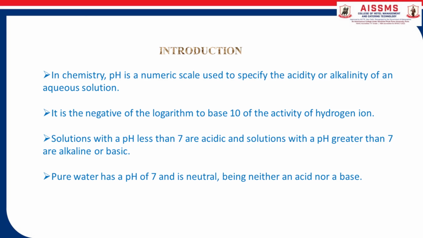In chemistry, pH is a numeric scale which is used to specify either the acidity or the alkalinity of a particular substance. It is the negative logarithm to the base of 10 of the hydrogen ion activity. Solutions with a pH less than 7 are acidic, and those with a pH more than 7 are alkaline in nature. The solutions which have a pH level very close to 7 are called neutral. So let's see the definition of pH.